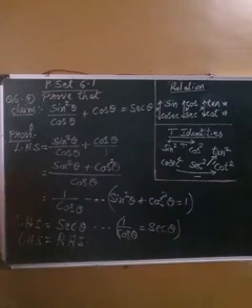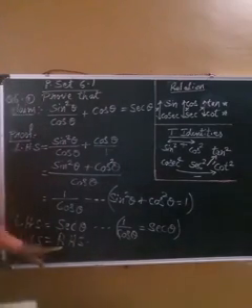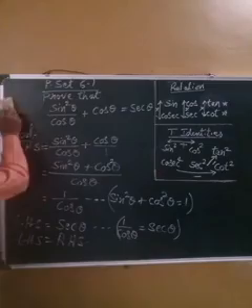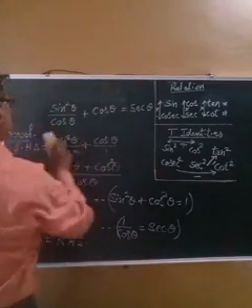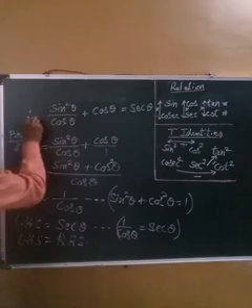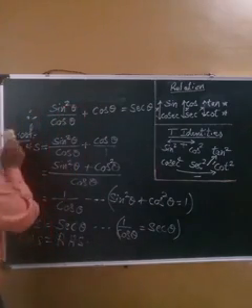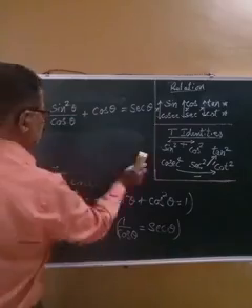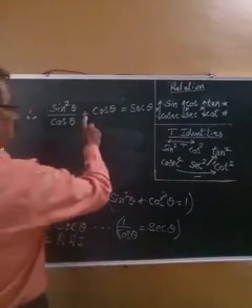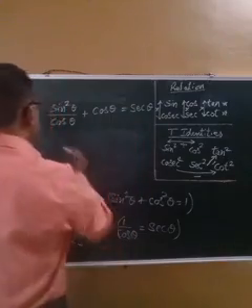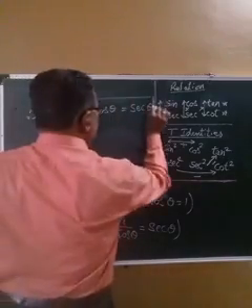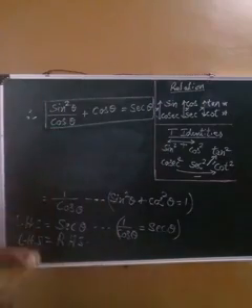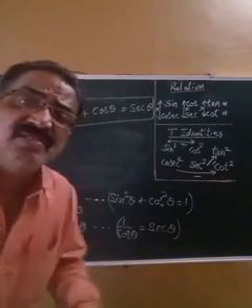After this we have to write down, after LHS is equal to RHS, again write down the question part. Therefore sin square theta upon cos theta plus cos theta is equal to sec theta. This is our claim part. Hope you have understood the first question.